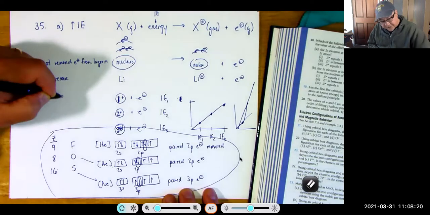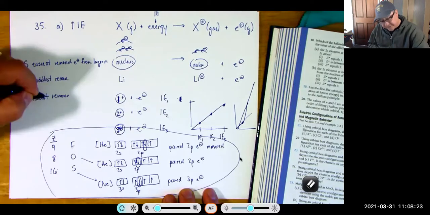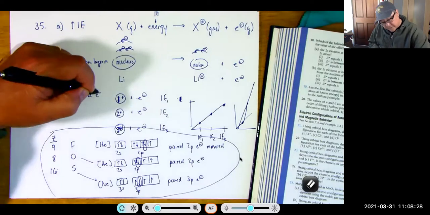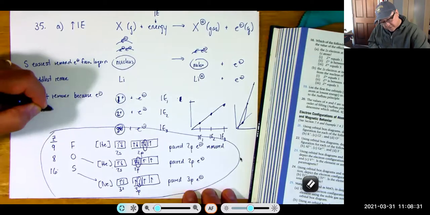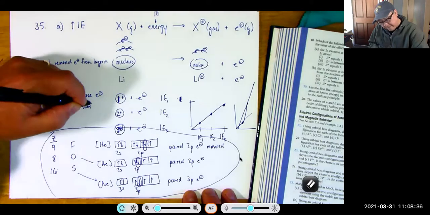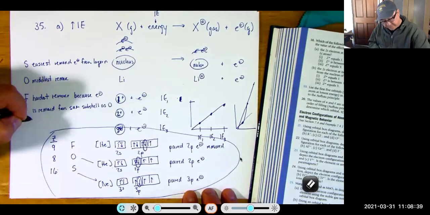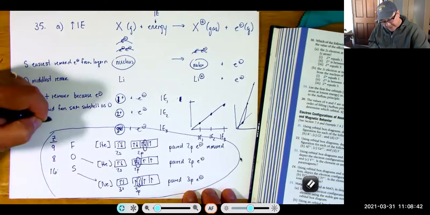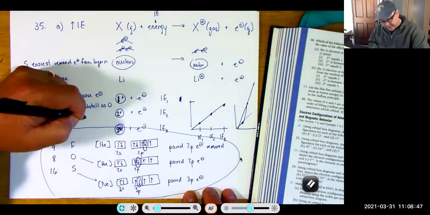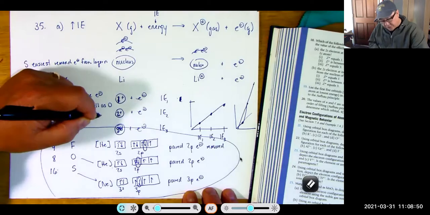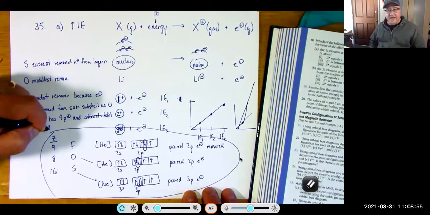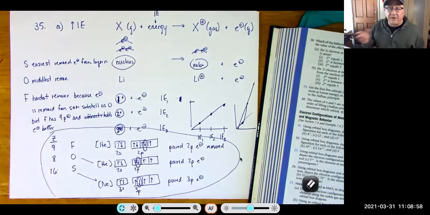And for fluorine, I'm going to say it's the hardest to remove because the electron is removed from the same subshell as oxygen, but fluorine has 9 protons and attracts, or we'll say holds the electrons better. So naturally, if it holds the electrons better, it's going to be harder to take.